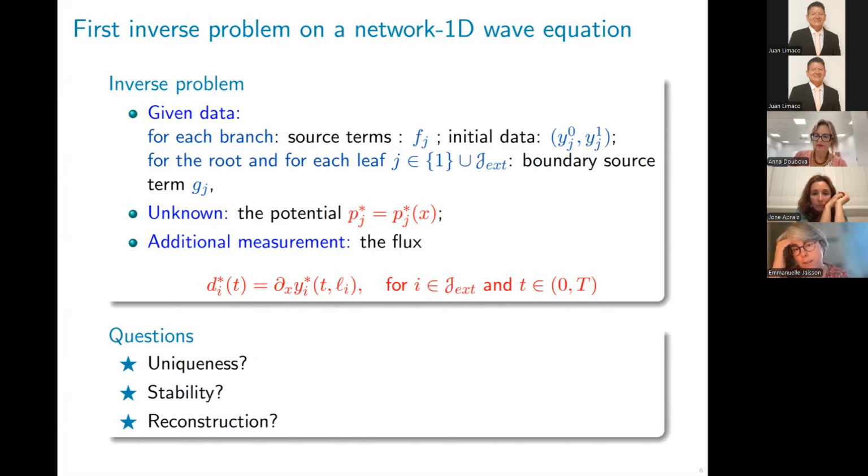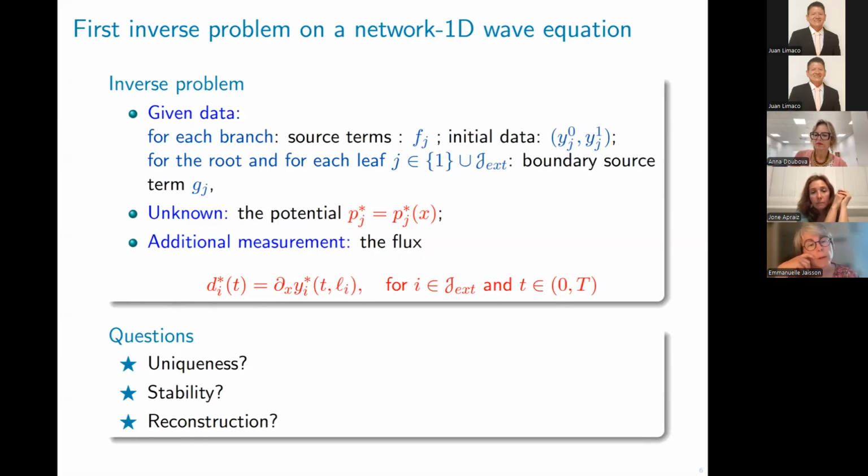The idea is to measure the flux of your solution at the leaves. So at the external nodes except the root, only on the leaves, and during a certain time, 0 to t0.